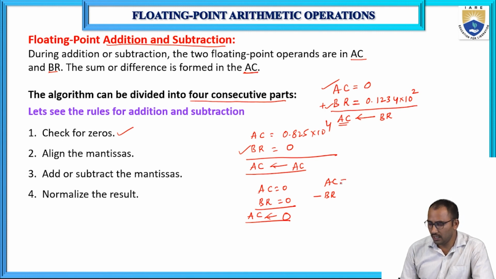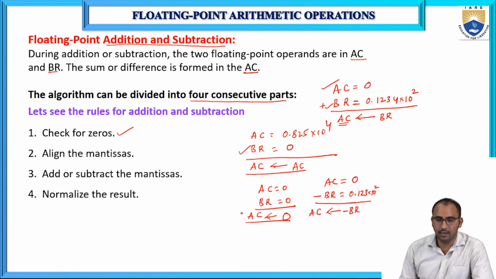Let us assume AC is equal to 0 and BR is equal to 0.123 into 10 to the power of 2. Now the result is equal to the BR and it will be stored in the accumulator, but the sign will be negative. The result sign will be negative.